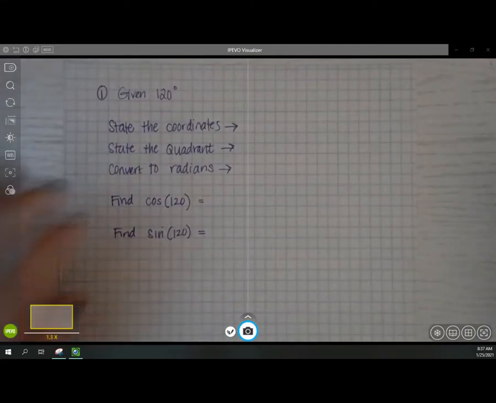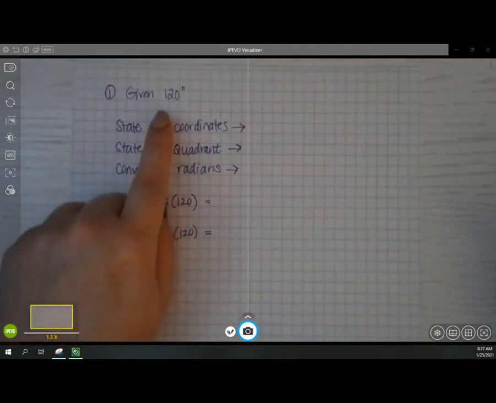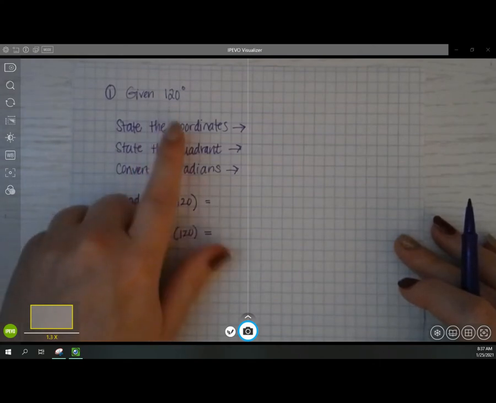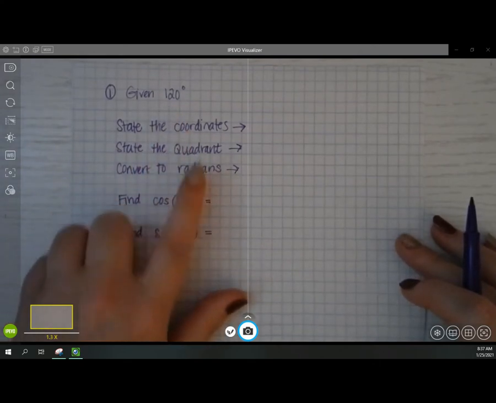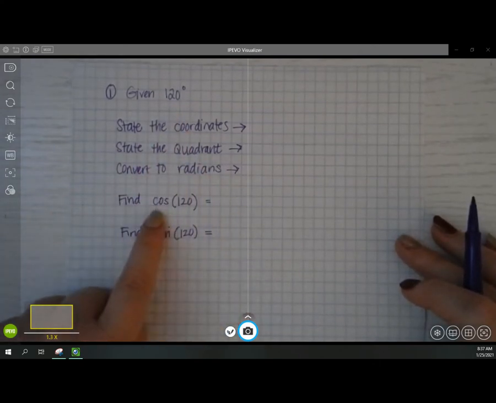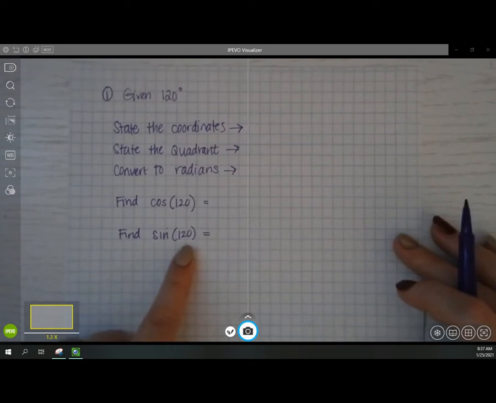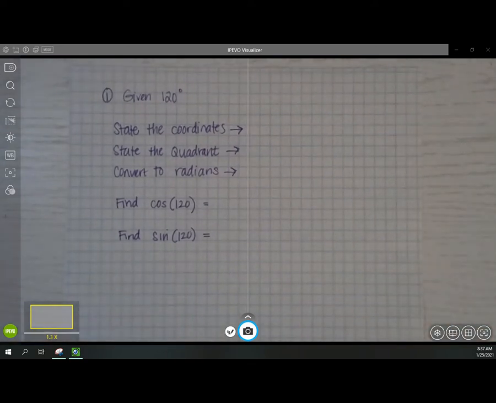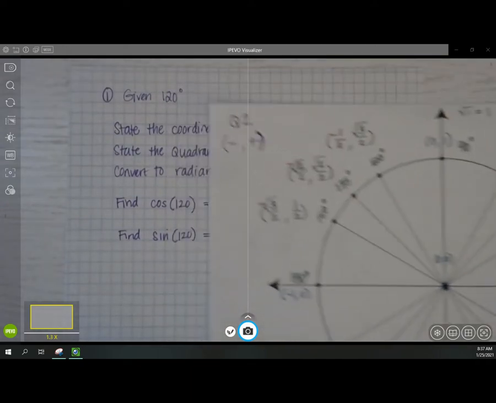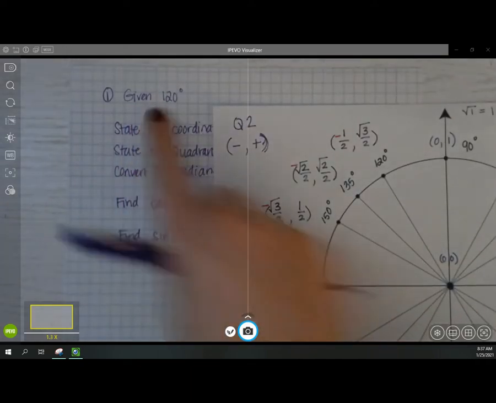For the quiz review, I'm going to do an example where I'm given 120 degrees. I'm going to state the coordinates, the quadrant, convert to radians, and find the cosine and the sine of 120 degrees. So what I'm going to do is use my unit circle to assist me. I'm going to put out my unit circle and look for 120 degrees.